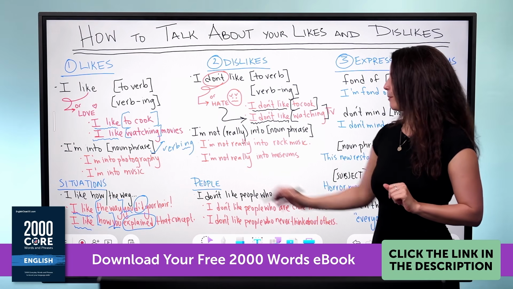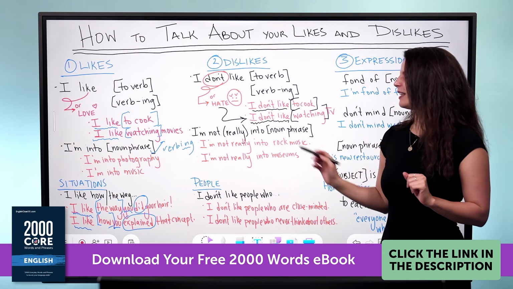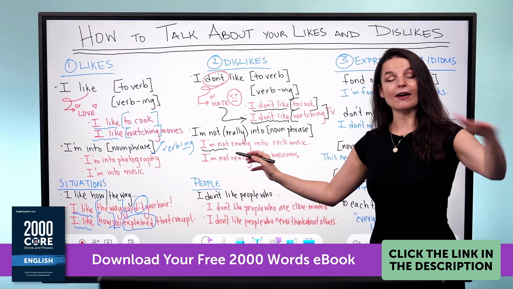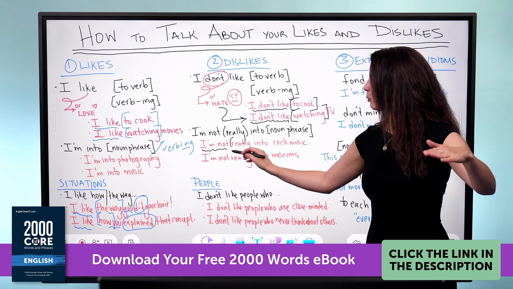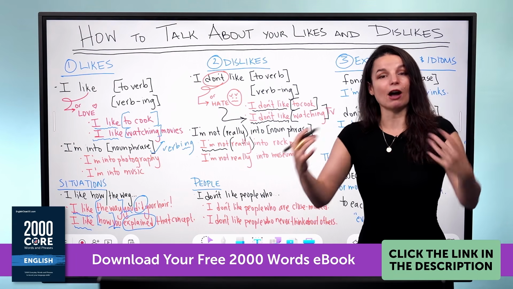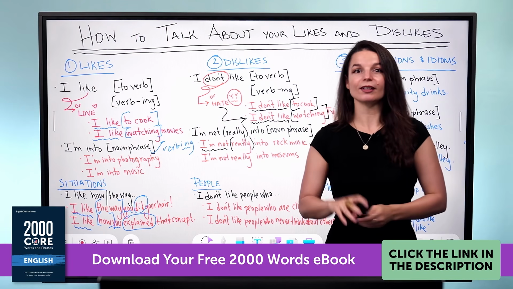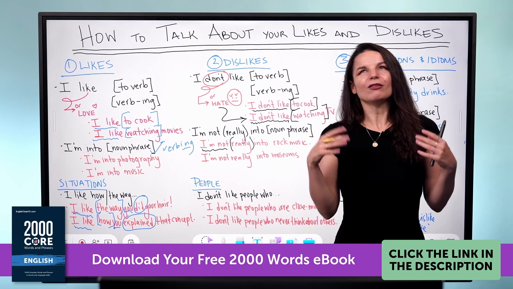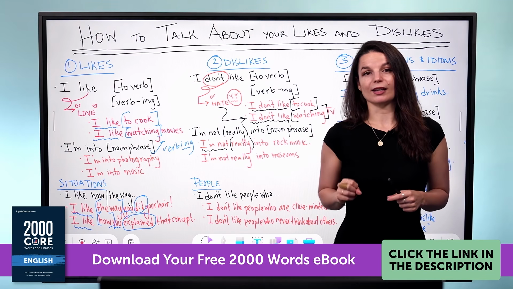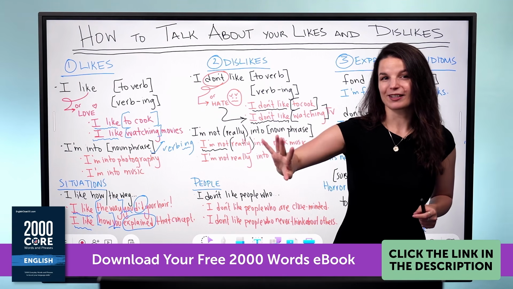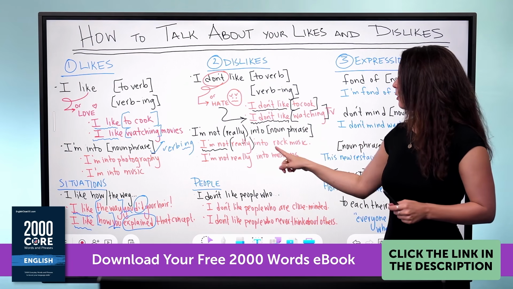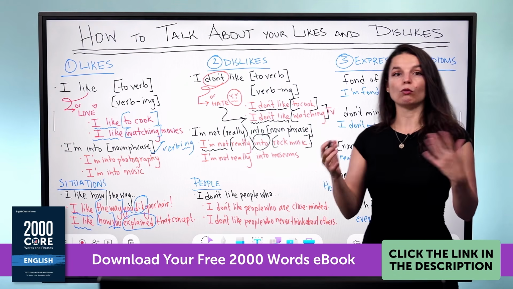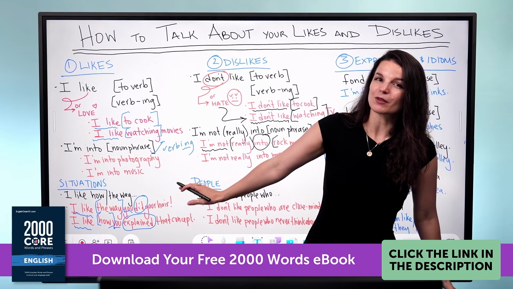Let's look at the examples. I'm not really into rock music. So I'm not makes it negative. I don't like. Really, we can remove, but it makes it softer. So I'm not into rock music is more direct. However, I'm not really into rock music sounds softer, less direct. Okay? Both are correct. So we have into, again, right here. And finally, our noun phrase, rock music. I'm not really into rock music.